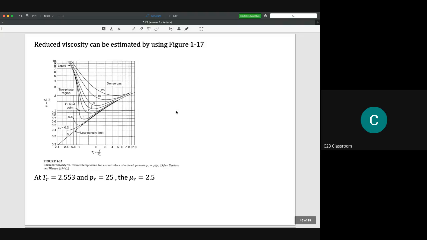We know here the reduced temperature and the reduced pressure can be estimated by using this table. By looking at TR equal to 2.553, this is between 2 and 3 here. This is in log unit, I think, so you can assume that 2.5 is around the middle here. Then we use the PR here of 25, so I think we need to refer to this line here, and then we could assume it is around 2.5 for the reduced kinematic viscosity here.